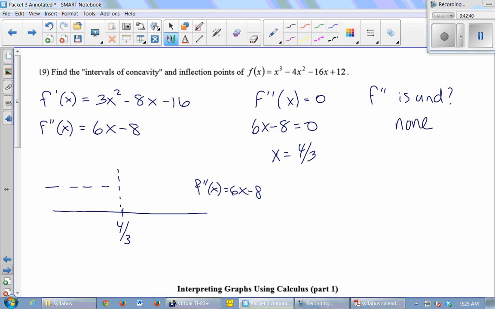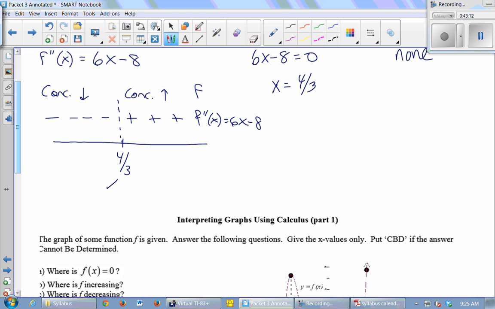To the right of 4/3, if I plug in any number bigger than 4/3 into 6x minus 8, do I get a positive or negative? Positive. That means that 4/3 is in fact an inflection point, because the graph goes from concave down to concave up. Negatives are concave down, f double prime negative, concave down, f double prime positive, concave up. So 4/3 is an inflection point.